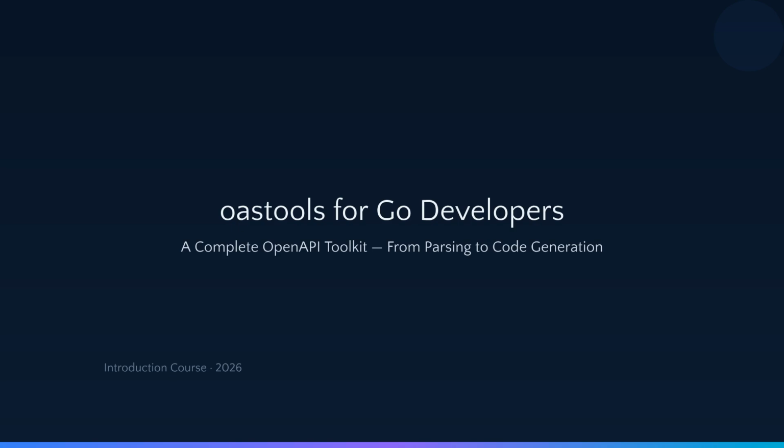Welcome. Today we're going to learn about OAS Tools, a self-contained Go library and CLI tool that handles the full lifecycle of OpenAPI specifications. Whether you're validating specs, converting between versions, detecting breaking changes, or generating Go code, OAS Tools has you covered with minimal dependencies and battle-tested quality.